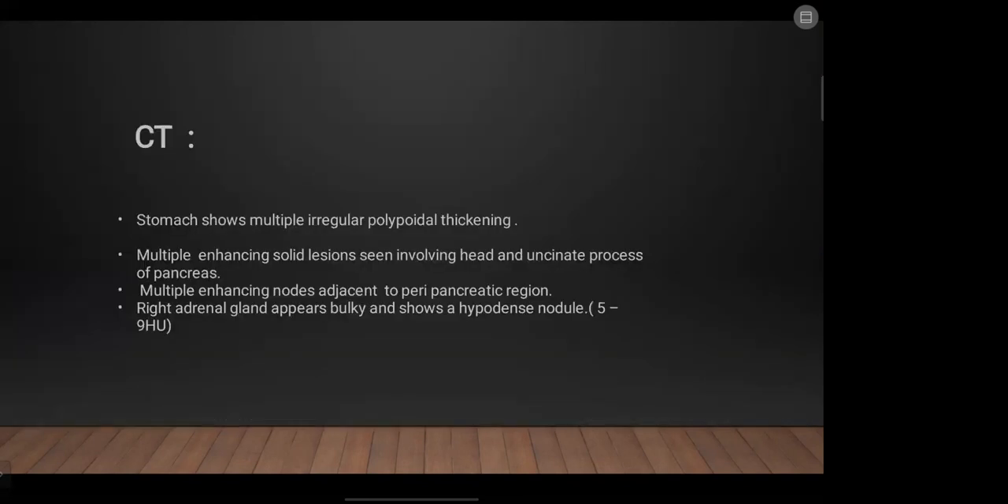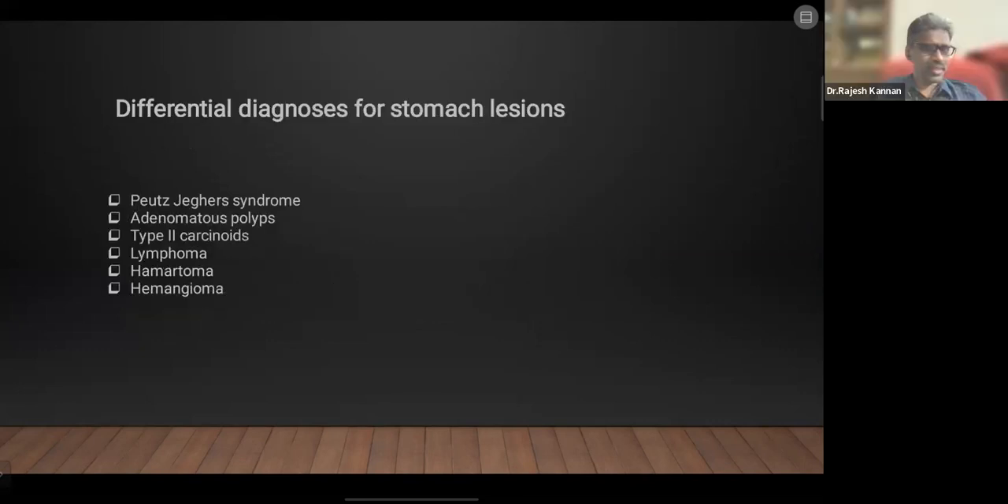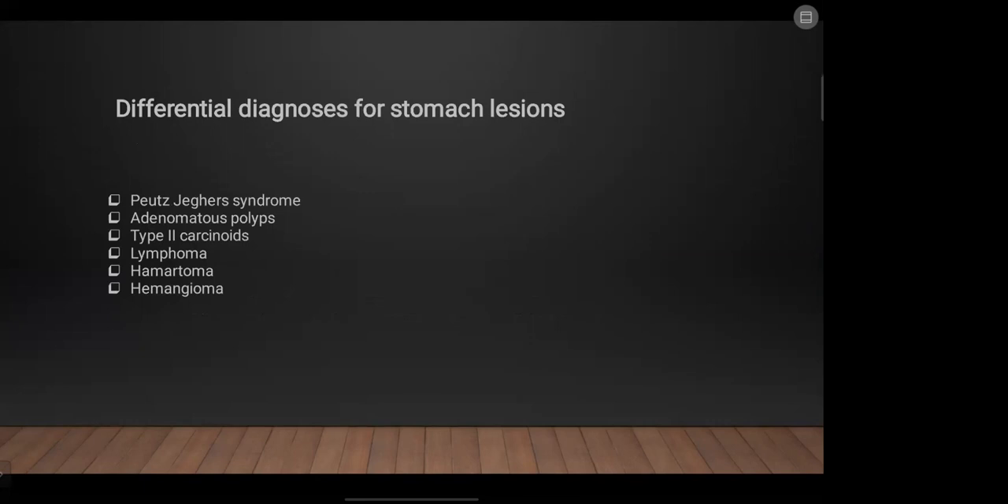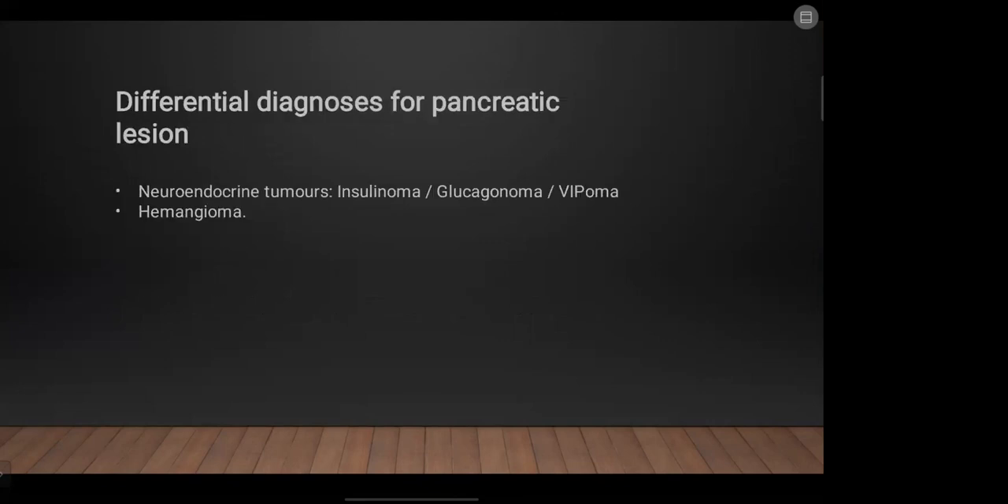The right adrenal gland shows a hypodense nodule with Hounsfield units. Yes, sir. Next. So these are the differential diagnoses for stomach rugosal thickening: Peutz-Jeghers syndrome, adenomatous polyp, carcinoid, lymphoma, of course, sir, hematoma, and hemangioma. Also, sir, the lesions involving head and uncinate process of pancreas, according to me, are neuroendocrine tumors and hemangioma, which is again very rare, sir, in pancreas.